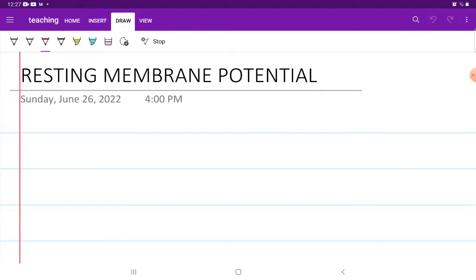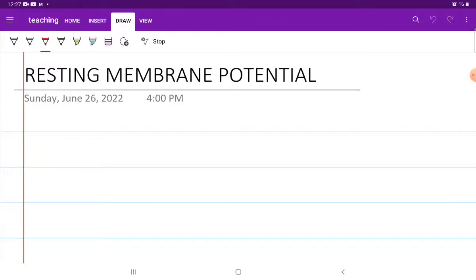Okay, so let's start our topic, resting membrane potential. So what is resting membrane potential? It is the voltage across a given cell membrane during the resting stage, and it happens due to the excess negative charge which creates negative potential. Basically we represent resting membrane potential by writing RMP, resting membrane potential.